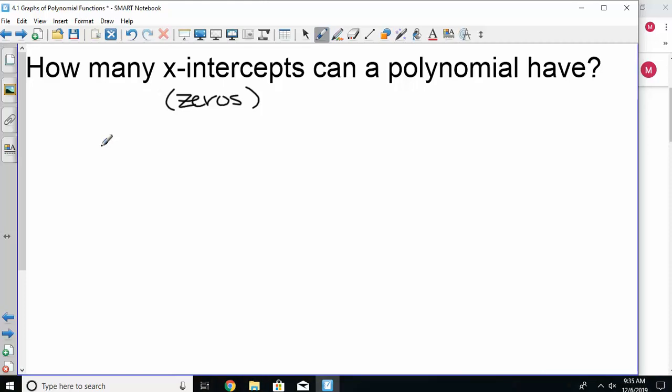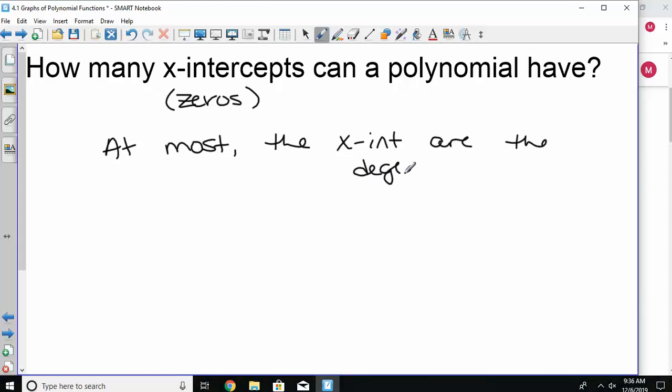So if something was degree 4, how many times do you think it could hit the x-axis? 4 times. So the x-intercepts, at most, are the degree. Or maybe I should say the number of x-intercepts would match your degree, at most. So they can be that degree or less. Yes. Okay.